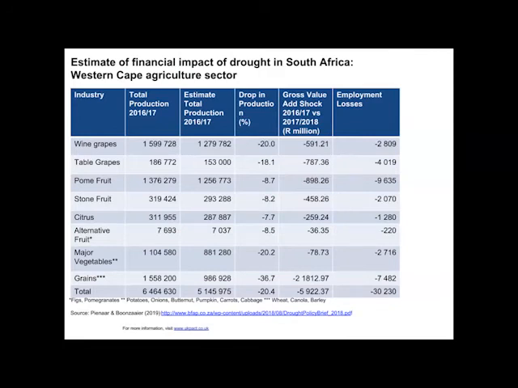We've seen also very specifically some of the impacts over the last couple of years.